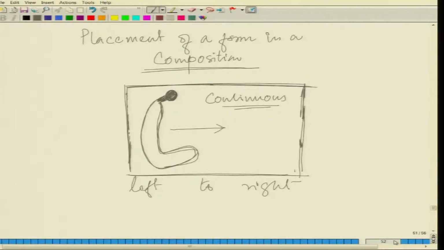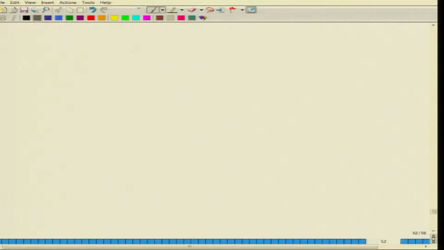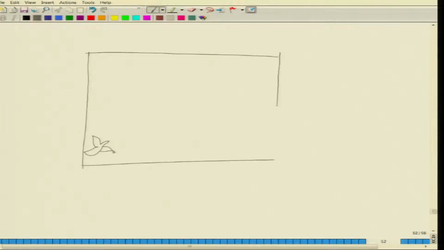I will give you another similar example to make it more clear. If we have a figure like a flying bird, and if we place it somewhere in the corner of a composition, it will look as if it is going in one direction, because it has an arrow like formation. It is pointed towards one side. So, any arrow like formation will give us a sense of movement, a movement in one direction.